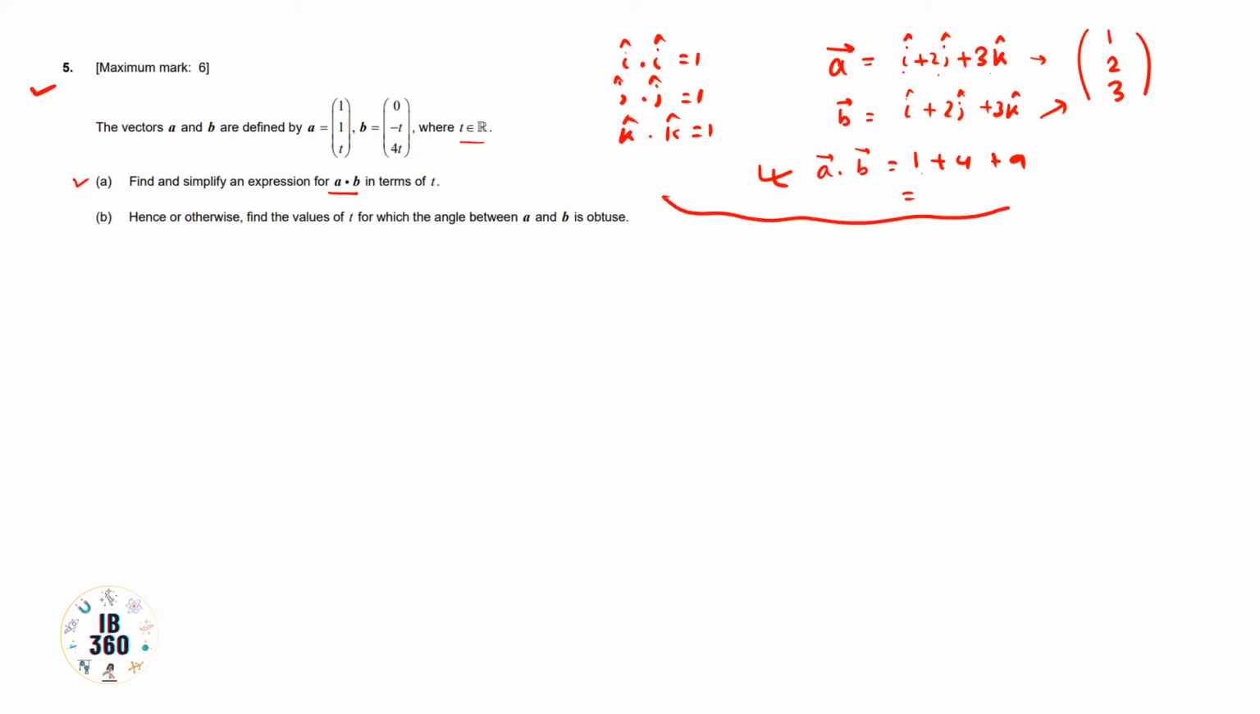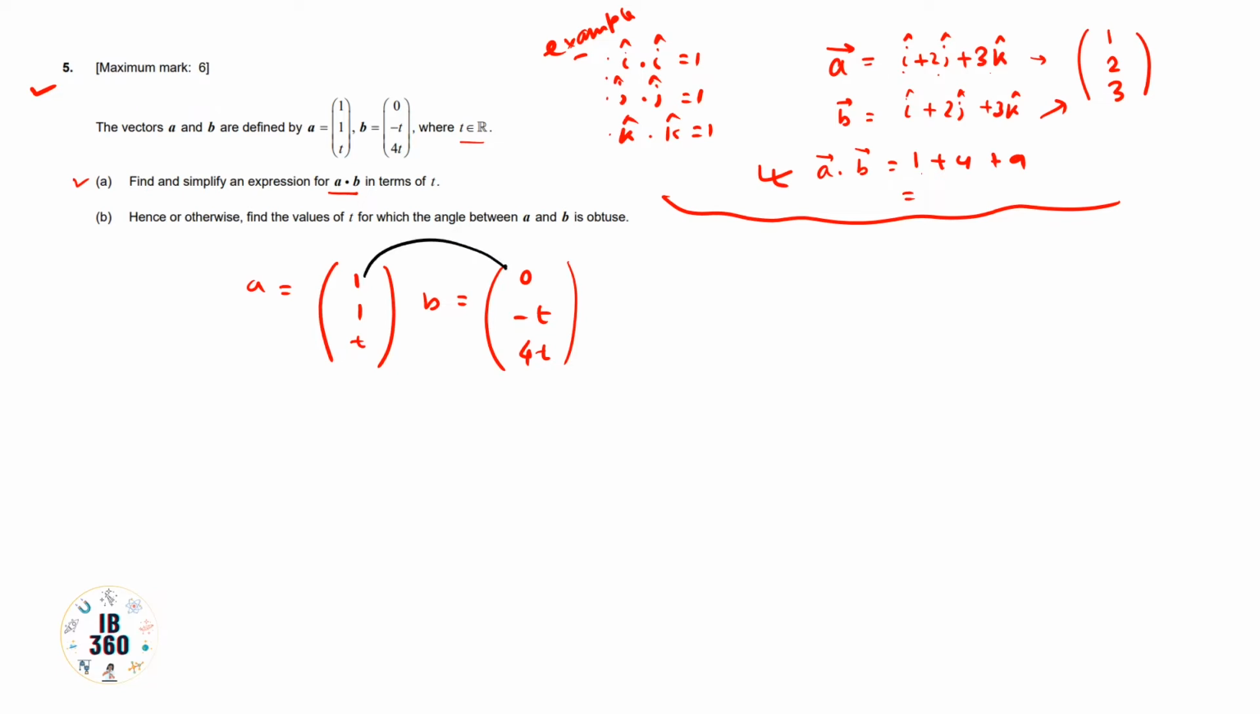So this was just one example to give this fact. Now we will move towards this problem. So A is given as 1, 1, t and B is given as 0, minus t and 4t. So we just need to multiply this with this, 1 with minus t and t with 4t.